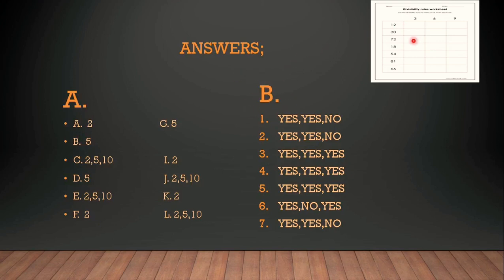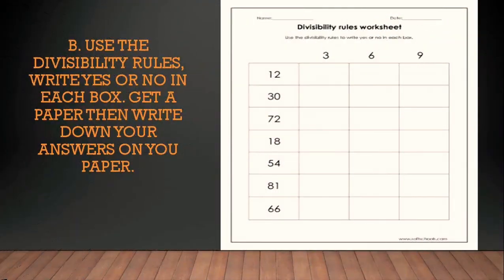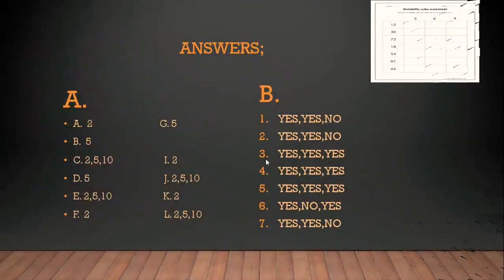In letter B, the one that I presented earlier, I said for you to answer that. Now, in letter B, the answers in number 1 are yes, yes, no. In number 2, yes, yes, no. In number 3 to 5 is yes, yes, yes.